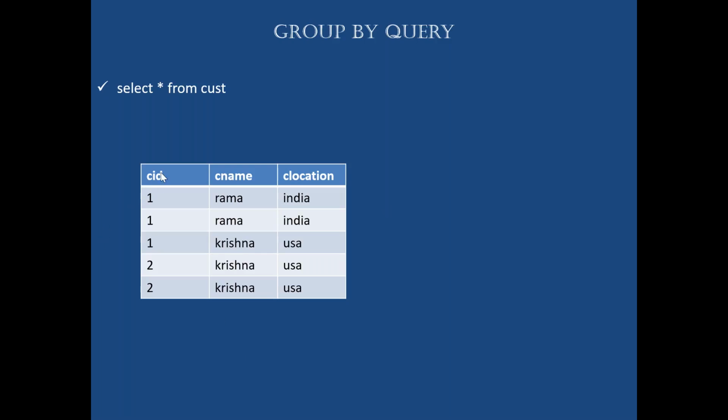Now if I say group by CID and CNAME, how many groups will it create? Veera Reddy, how many groups will it create? No, here I am talking about group by CID, CNAME. How many groups will it create? CID, CNAME.